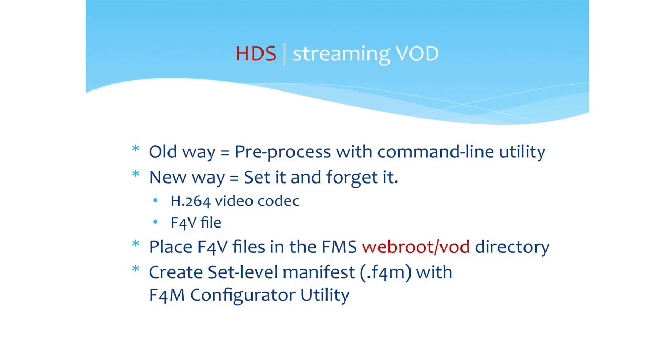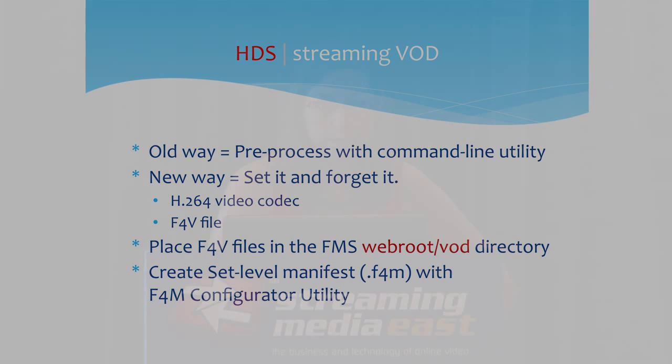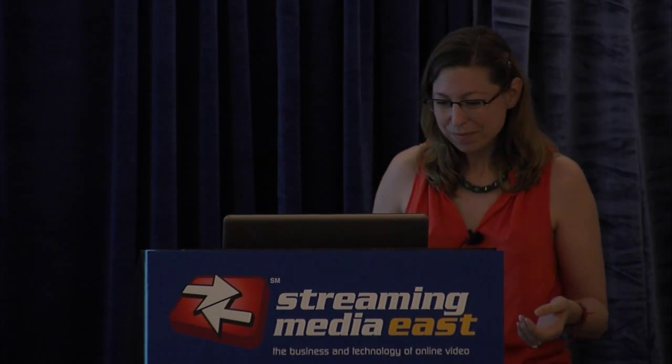You just place those files in the webroot VOD directory, not the VOD service. That would be for RTMP. This is in the webroot VOD directory. And then you create a different kind of manifest called a set level manifest. And this is newly supported in this version, where you've got a manifest for a single fragmented file. Well, it's like a manifest of manifests, basically. So this is called a set level manifest.